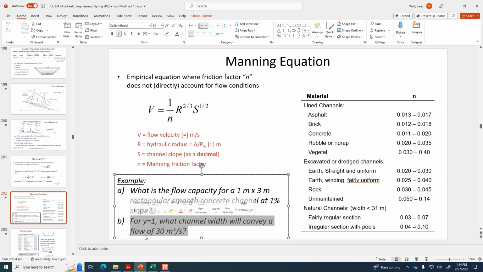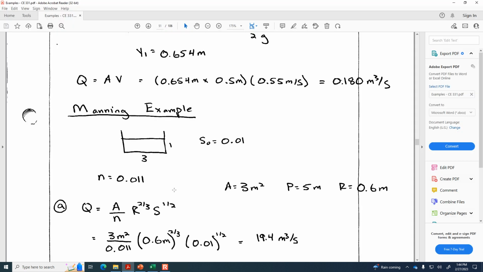Now you might be tempted to think that you could just linearly scale. What we found in this first part was 19.4 cubic meters per second for 3 meters wide. So you might think, well, I just need to make it a little bit wider, and the ratio of flow rates would tell me how wide to make it. But that's not true because of the issue of wetted perimeter. So to solve this next part, we just actually will substitute into Manning's equation.